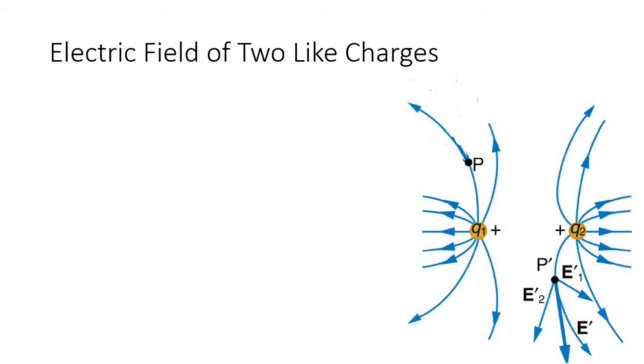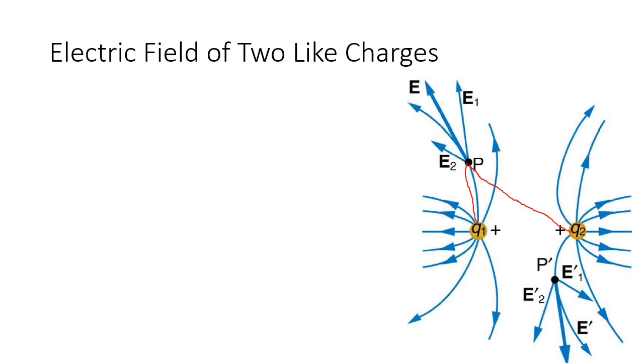Now, as you can see, Q2 will cause a force to go onto P in this direction. Q1 will cause a force in this direction. So we have E1 coming from Q1, and we have E2 coming from Q2. That will give us a line tangential to the field line drawn, E.